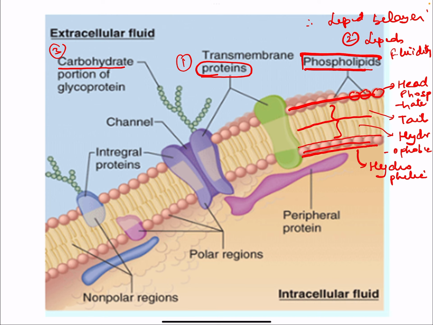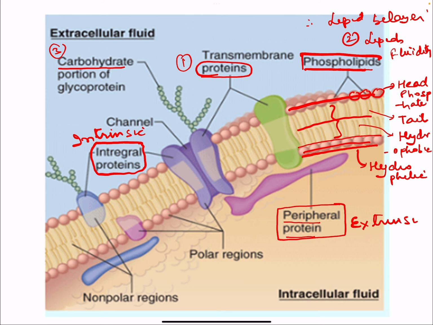Right. And the proteins you can see here are of two types. One is called the integral proteins and the other is called the peripheral proteins. The integral protein is also called the intrinsic protein, and the peripheral proteins are also called the extrinsic proteins. So two types of proteins are there, integral and peripheral proteins.